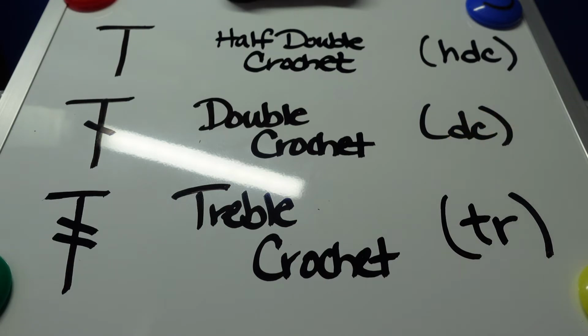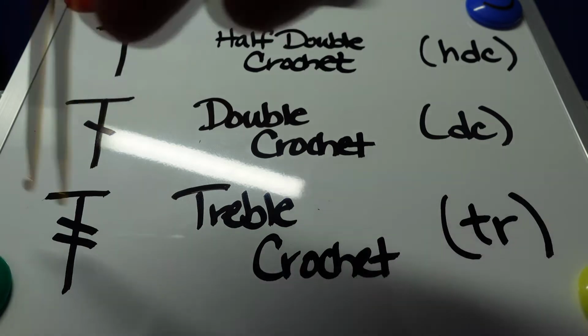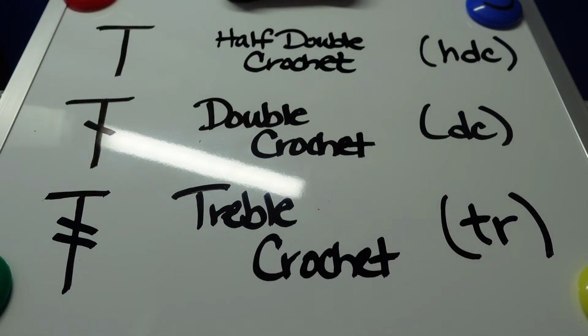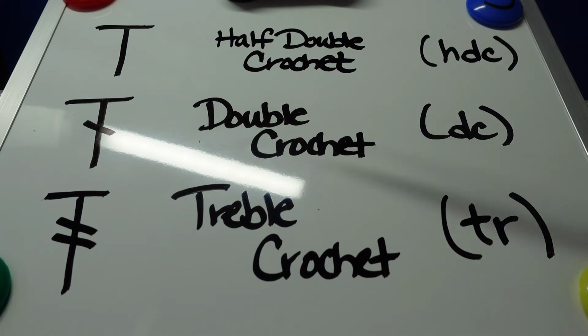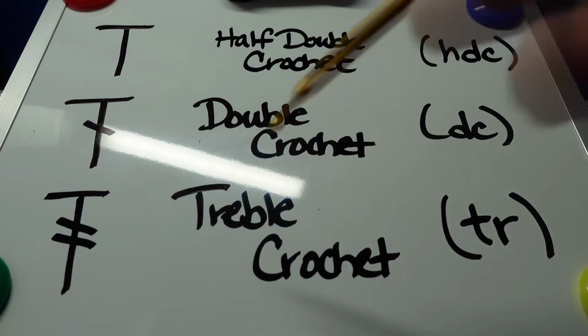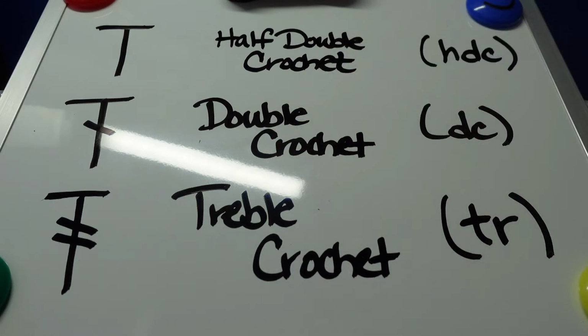And then the third one is the T with the 2 slashes there, and that stands for treble crochet. Its abbreviation is TR, so just taking the first 2 letters of treble. Now you might hear someone erroneously say triple crochet because they're thinking, well, double crochet, so what comes after double, triple? So what they mean is the treble crochet. Okay? I think I've made that mistake several times myself.